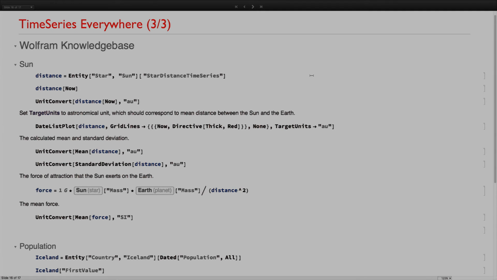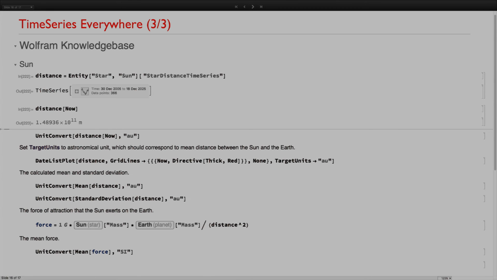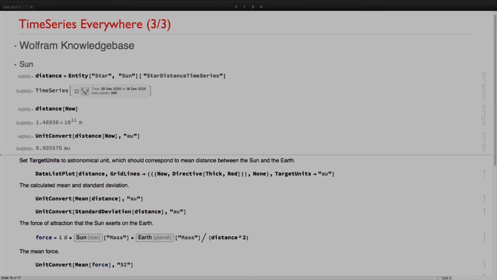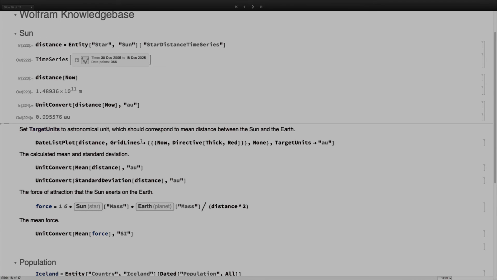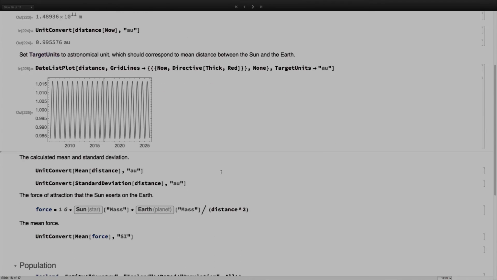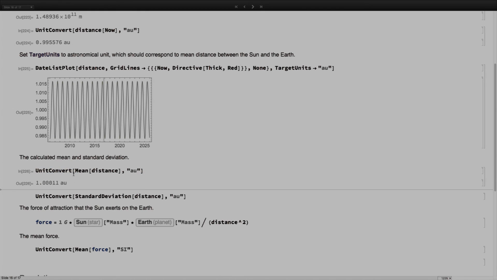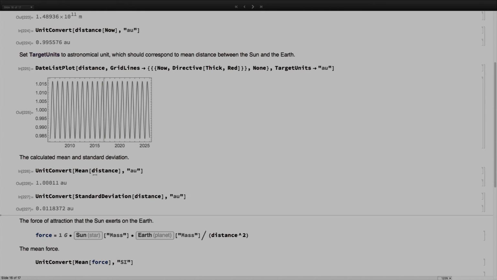And the other example is the Wolfram knowledge base. So we get this through the entity. Lots of entities now will give us the time series. So this is the distance from Earth to Sun. So we got the time series. Right now we can get the distance. Right now we can convert this to the astronomical unit. We can plot our time series. We can find the mean and the standard deviation of the distance.